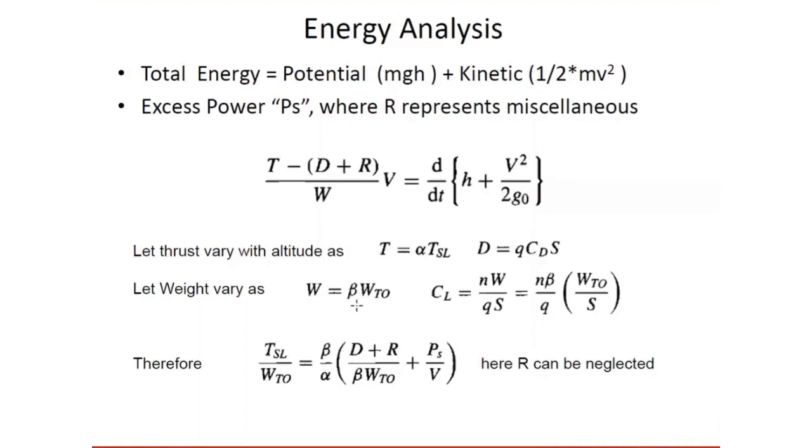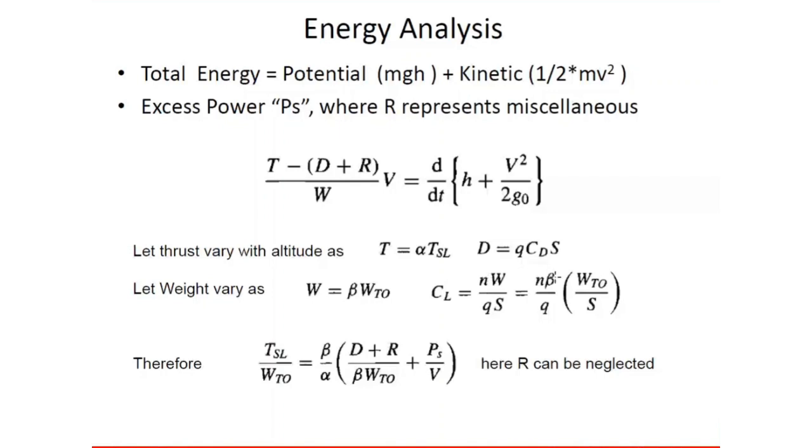Now drag, as before, is dynamic pressure, half rho V squared S, that is half rho V squared into CD into S. Similarly, CL is nW by QS. n is the load factor, whether it's doing a 1g maneuver or a 2g maneuver or whatever. So CL is n times W by S by Q, the dynamic pressure. Now W we have said that we can replace by beta times WTO. So we have n beta by Q into WTO by S.